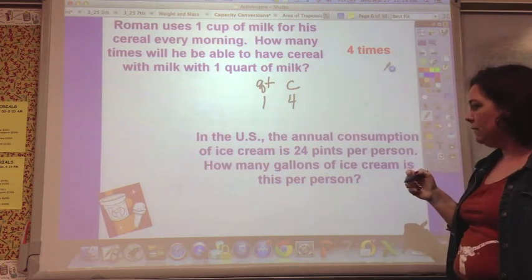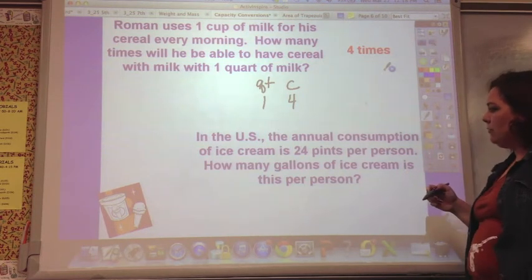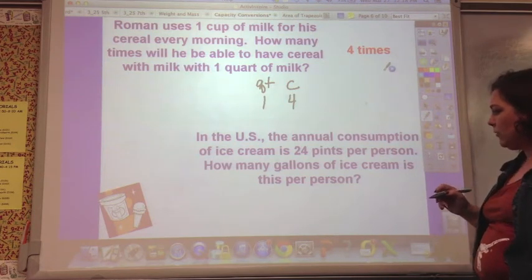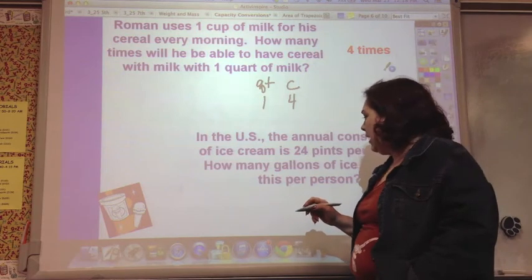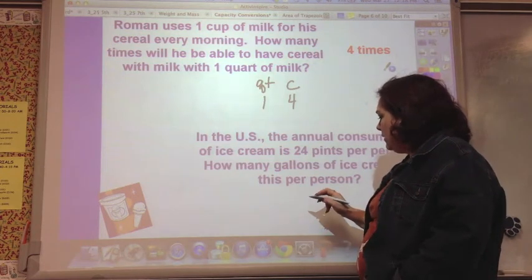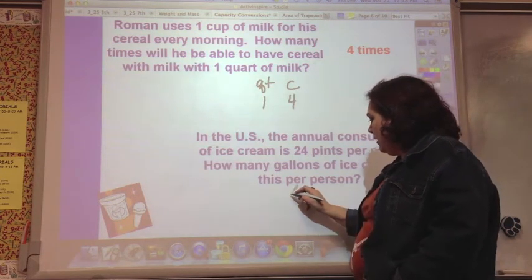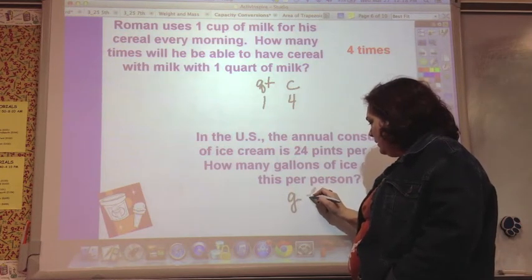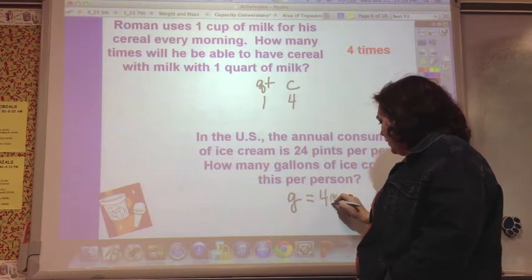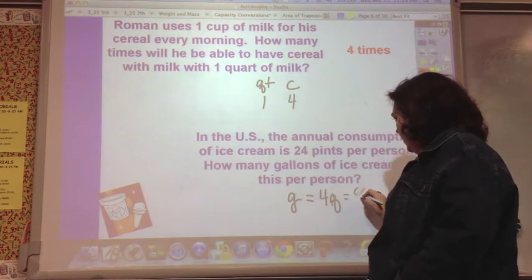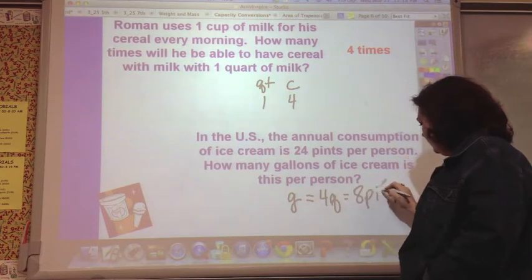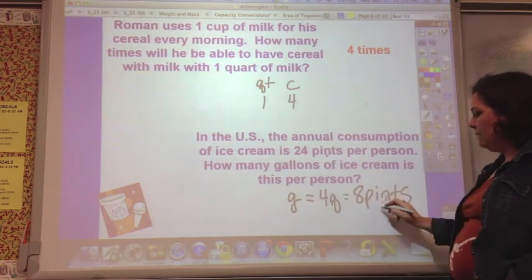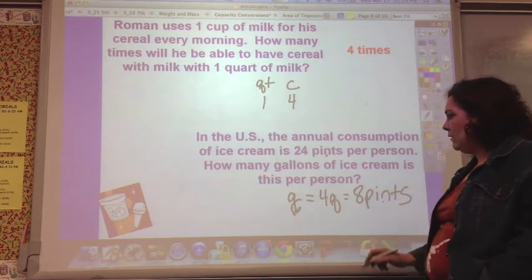And so 4 times. In the U.S., the annual consumption of ice cream is 24 pints per person. How many gallons of ice cream is this per person? So it's basically asking how many pints in a gallon. So a gallon is equal to 4 quarts, which is equal to 8 pints. And so 24 pints divided by 8 pints would be how many gallons? So that would be 3.